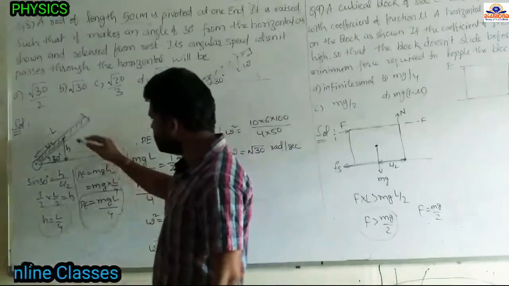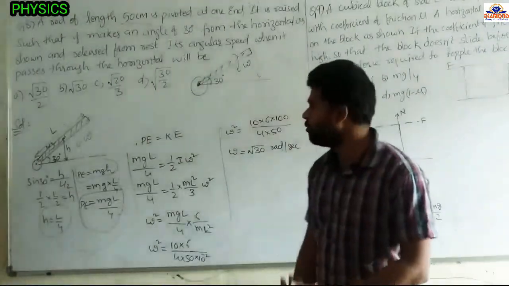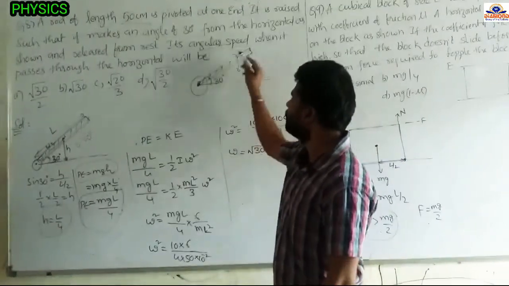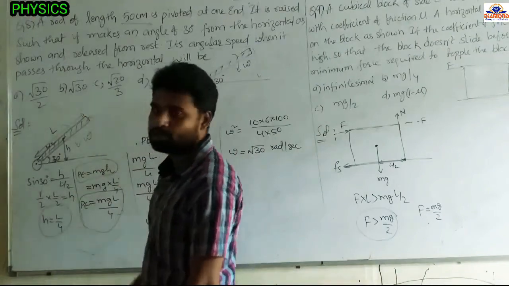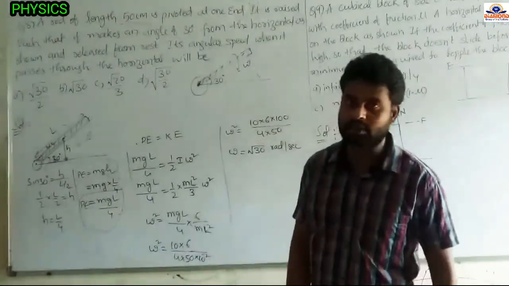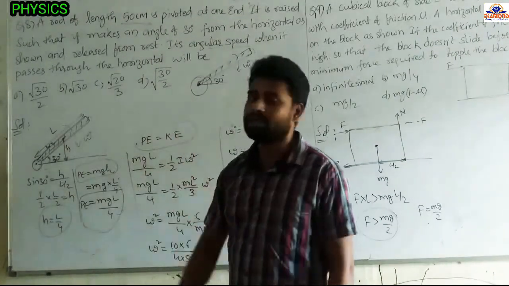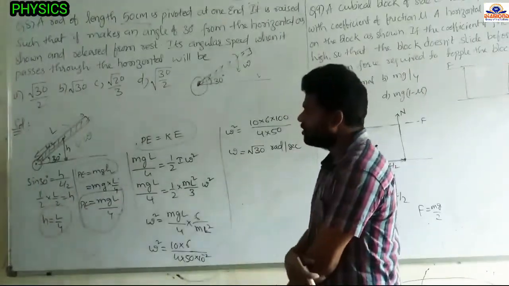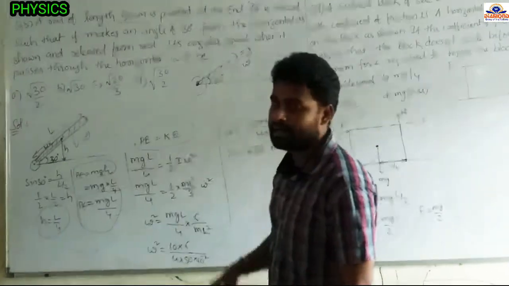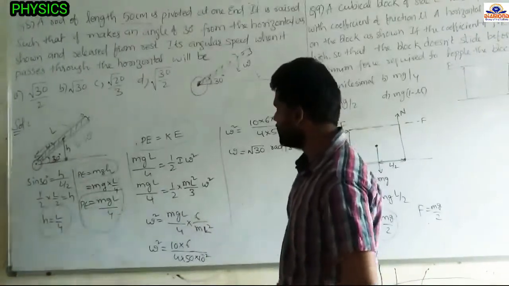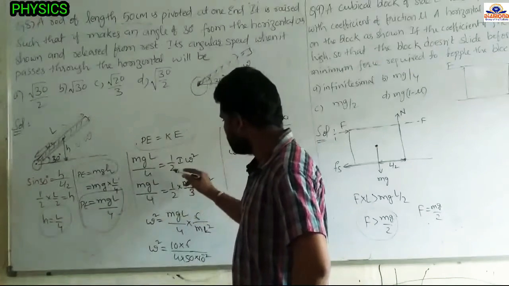Now this is released, so it will move with angular speed omega. That angular speed we have to find. Initially it is at rest, so it has potential energy. Whenever it is in motion, the potential energy is converted into kinetic energy. So the potential energy equals the kinetic energy, conserved here. Potential energy we found, mgL by 4, equals the rotational kinetic energy, half I omega square.